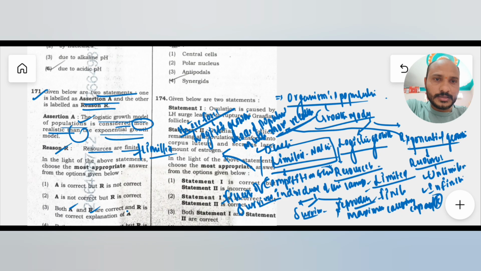So the right answer: both A and R are correct, and R is the correct explanation for A. So the right answer is the third one.